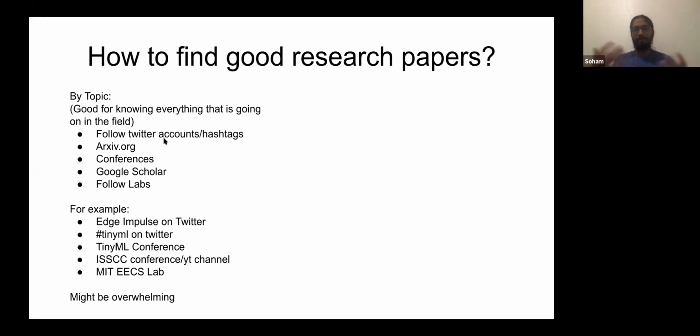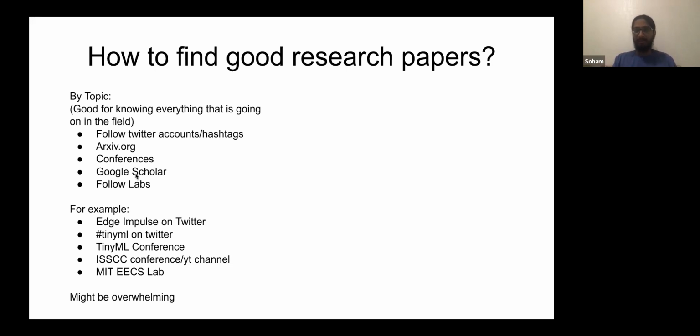But for topic, how do you find papers? You can follow Twitter accounts and hashtags. That's, in my opinion, the best way to find good, interesting papers. You can also find papers by topic on arXiv. Some conferences, for instance, have topic restrictions. That's a good way to find papers by topic, and if it's a good conference like NeurIPS or ICML, then chances are you might not need to do a lot of vetting of the paper. You can just go ahead and read them, right?